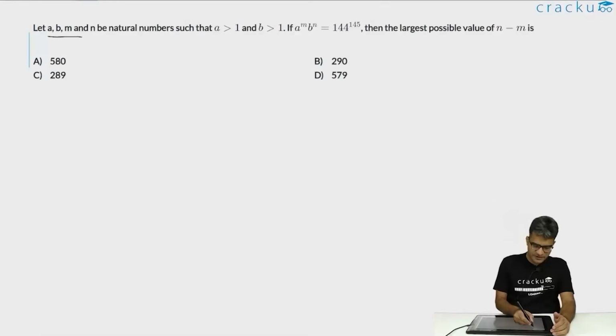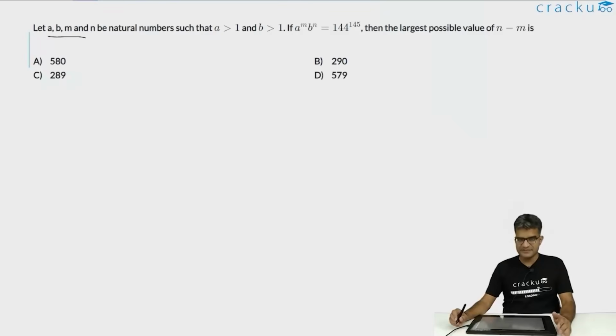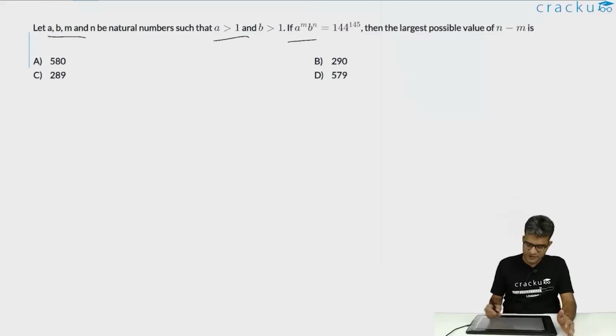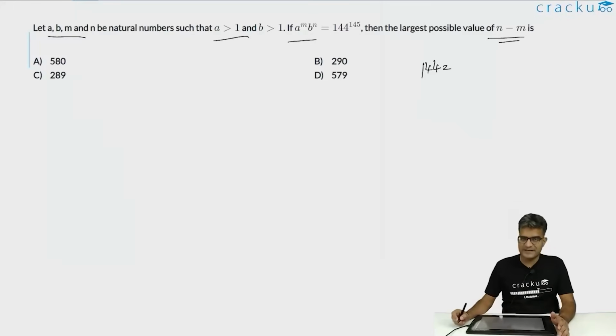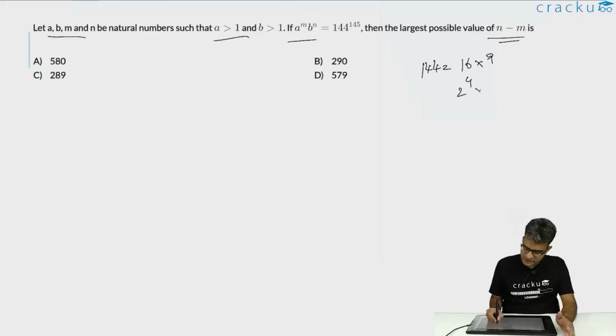In this question, we are told that a, b, m and n are natural numbers such that a is greater than 1, b is greater than 1, and a to the power m into b to the power n is 144 to the power 145. We are asked to calculate the largest possible value of n minus m. What is 144? 144 is 16 into 9, which is 2 to the power 4 into 3 square. This is the value of 144. So 144 to the power 145 is equal to 2 to the power 580 into 3 to the power 290.